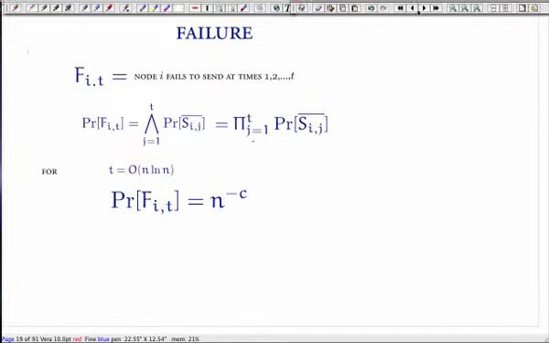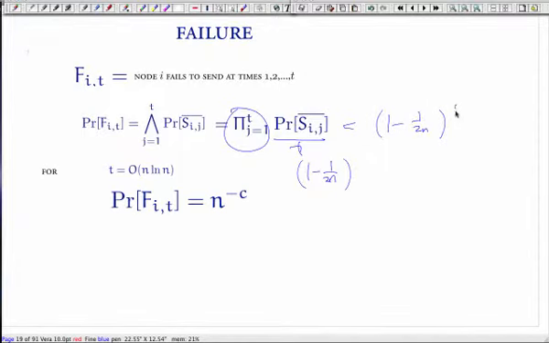where this right here is basically 1 minus 1 over n roughly, right? It's going to be 1 over 2n because that was our upper bound on the success probability. And now the probability of all of these events is essentially (1 minus 1 over 2n) to the t.